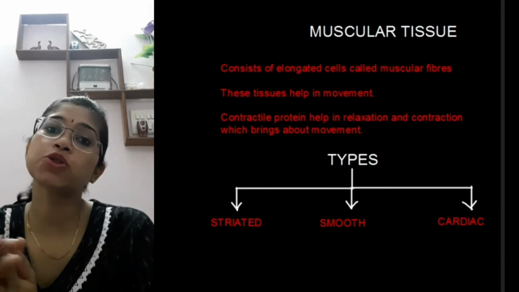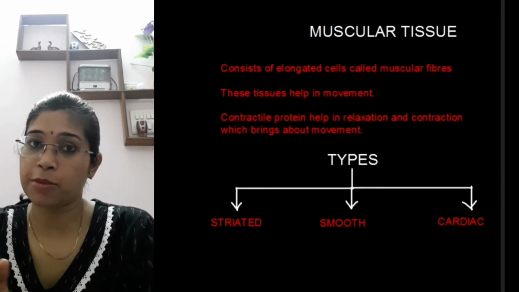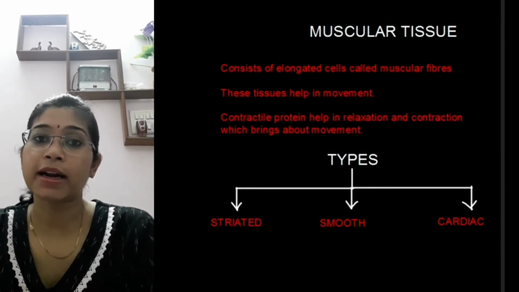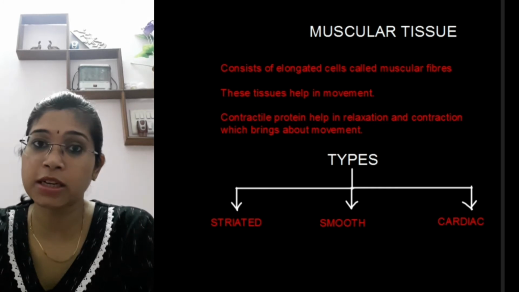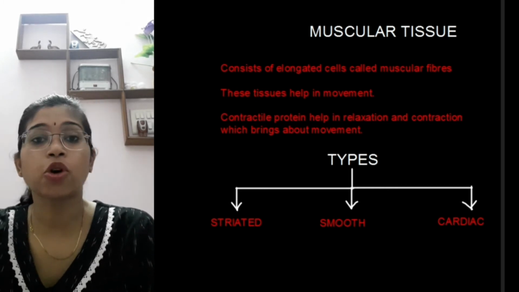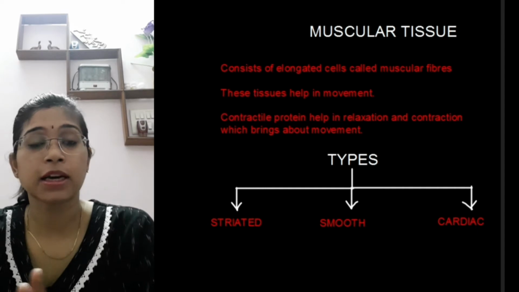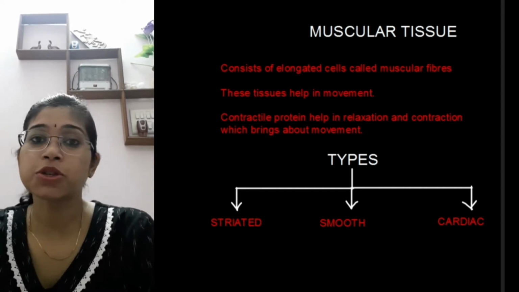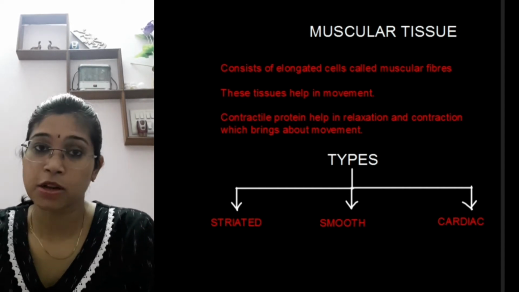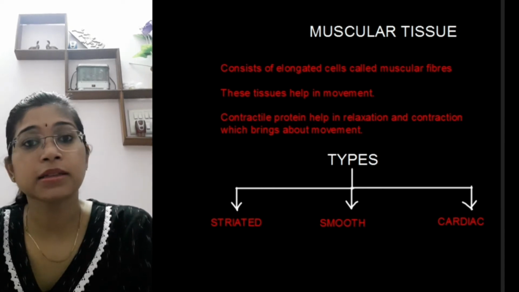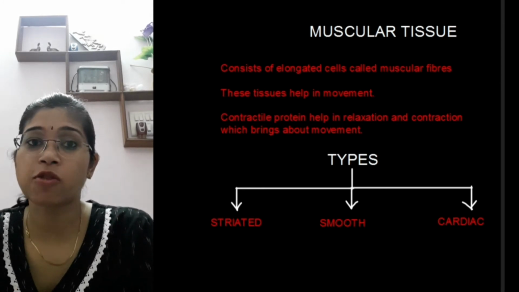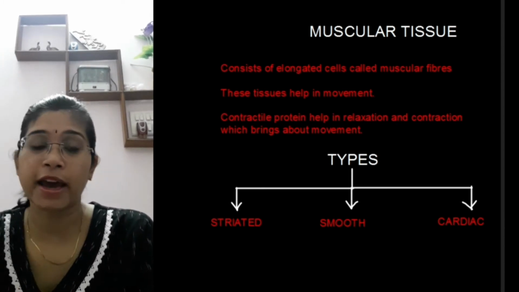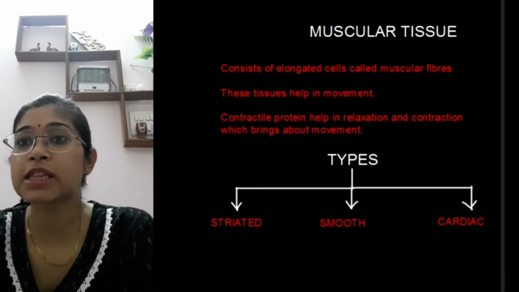We know that muscular tissues are found in the muscles in our body, which continuously contract and relax in order to cause movement. There is a special protein, that is contractile protein, which continuously relaxes and contracts in order to cause movement. Muscular tissue consists of a number of cells which are elongated in nature and they are known as muscular fiber. Muscular tissue is divided into three types of muscles: striated, unstriated and cardiac muscles. First of all, we will see the diagram of each type of muscle.